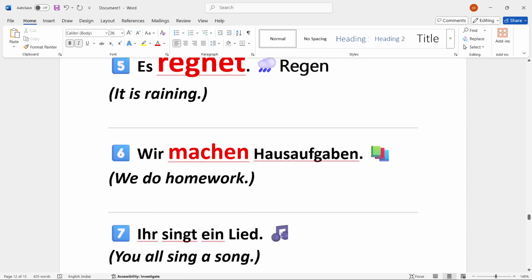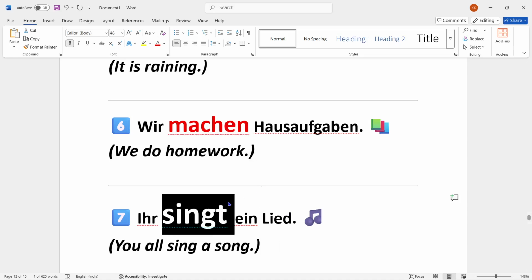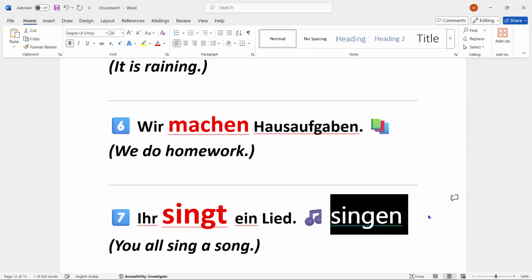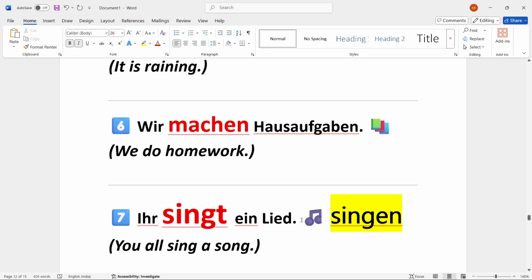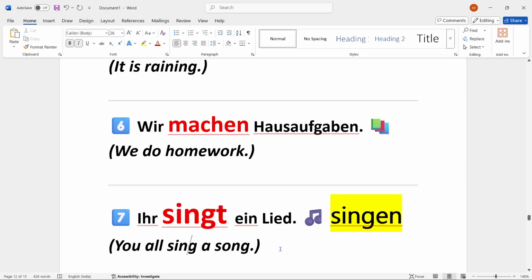Another verb. Without wasting time, we need to go to another verb. Singt. Ihr singt. It means to sing something. What is the infinitive verb of this? Singen. Okay. Ihr singt ein Lied. Lied means song. Singen means to sing. Ihr means you all.